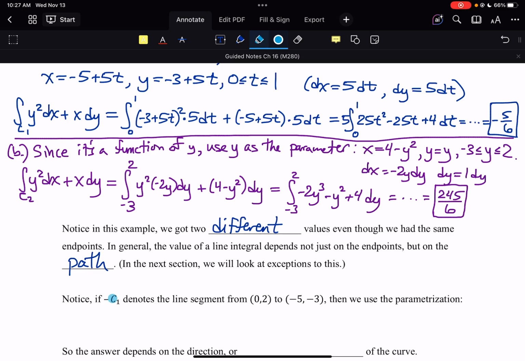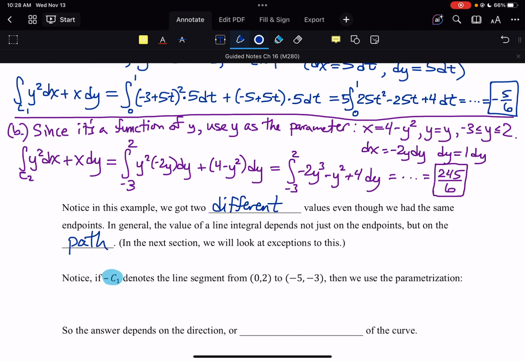Notice negative C1 here, read more as the opposite of C1, denotes the line segment from 0, 2 to -5, -3. So if we took the same line segment but went backwards, we would get x equals -5t, y equals 2 minus 5t, t would still go from 0 to 1, and the integral over the opposite of c1 of y squared dx plus x dy would actually give us 5 over 6.